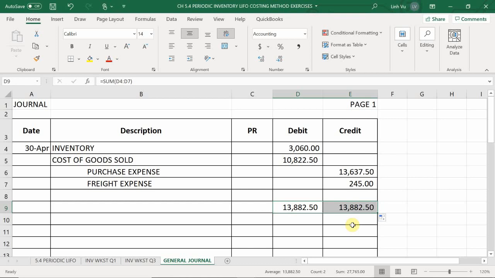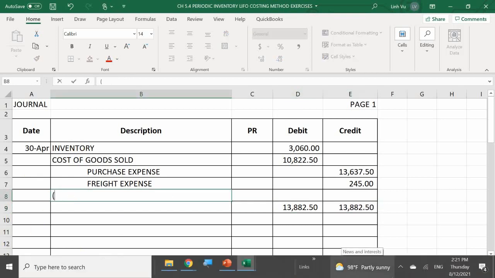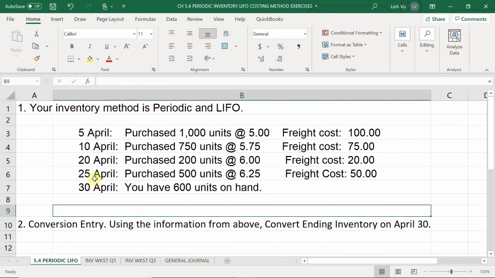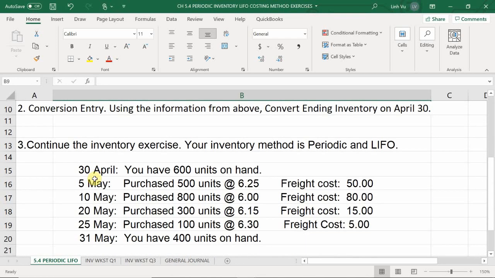Okay. Any questions? Okay. So you could add a little note here to say that you're converting to inventory. Good. Okay, so this is where I want you guys to practice your journalizing here since these numbers are different.